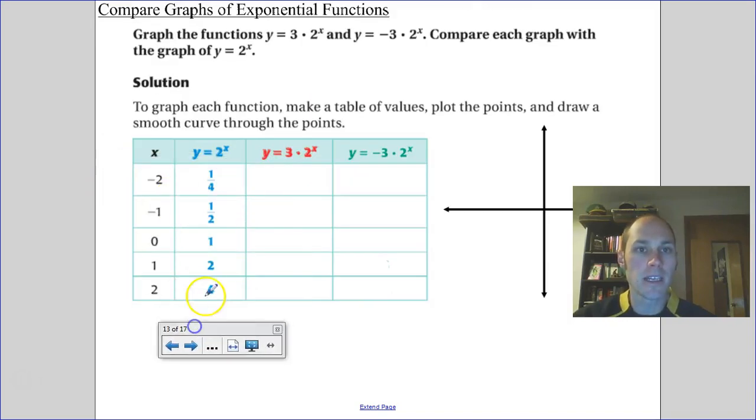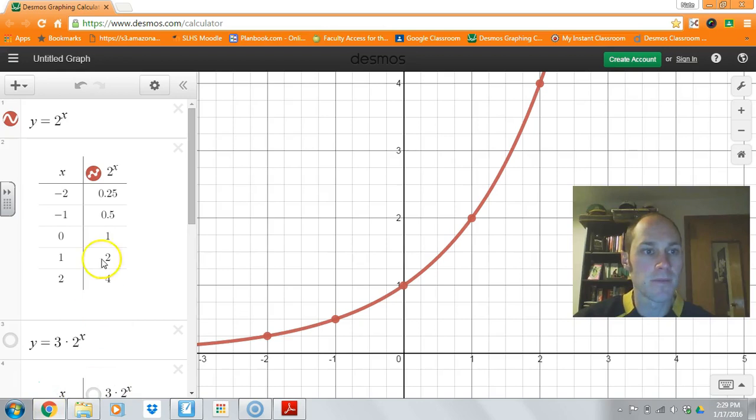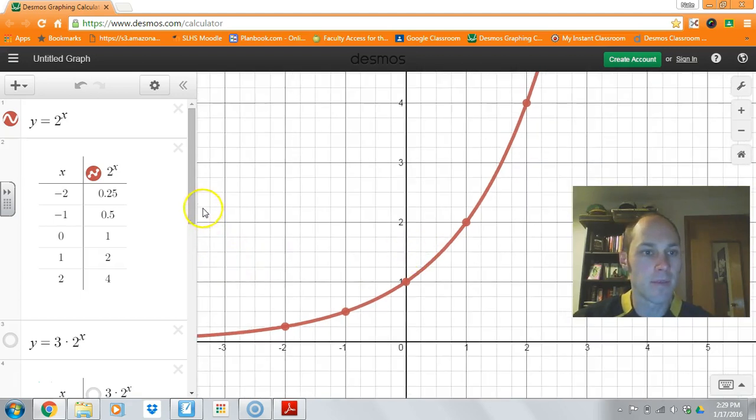Now let's compare these exponential functions. Let's take the parent function, y equals 2 to the power of x. Compare it with y equals 3 times 2 to the x and y equals negative 3 times 2 to the x. Let's take a look at this on Desmos. Here we have y equals 2 to the power of x. I've got my table created for that, and I see it graphed here.